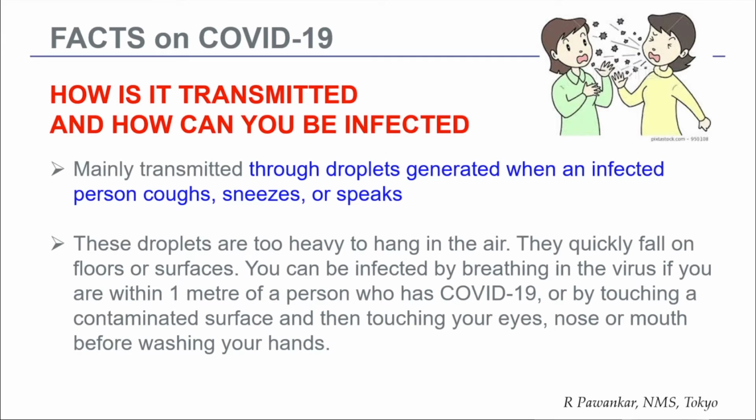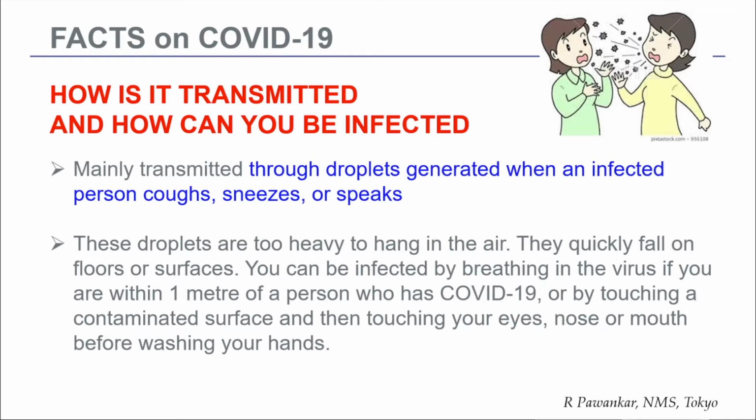Now, unlike many viral diseases that are transmitted through mosquitoes or transmitted through animals or by eating certain animals that are infected, this is different. This is human-to-human transmission. So the main transmission occurs through droplets that are generated when an infected person coughs, sneezes, or speaks. And these droplets are, as you can see in this picture here, spread out into the air, but they are heavy and they don't hang in the air for too long.